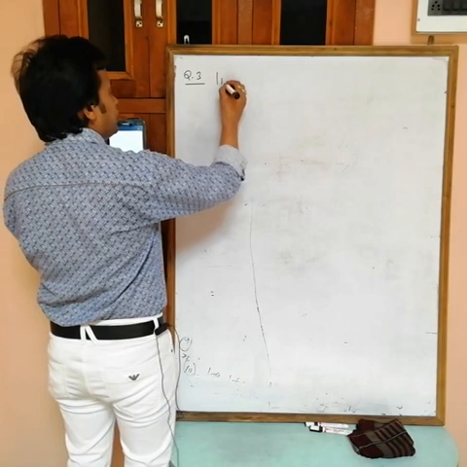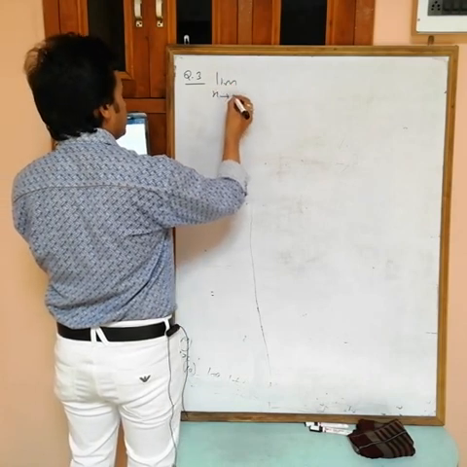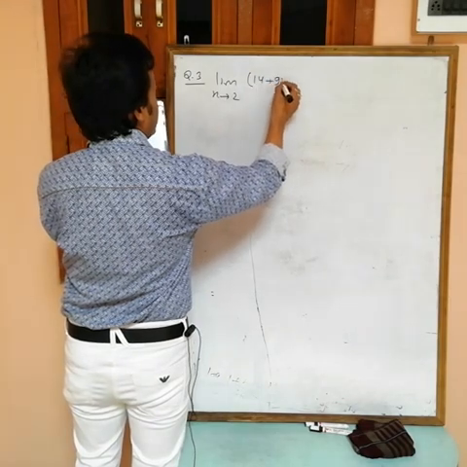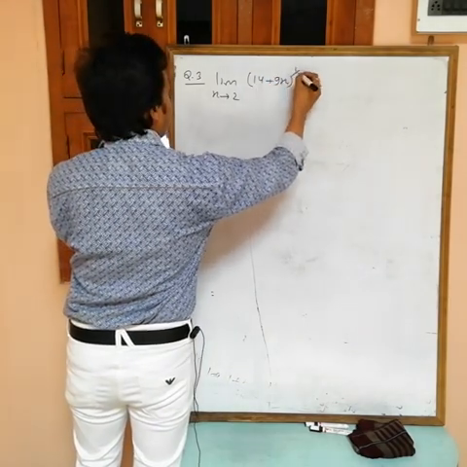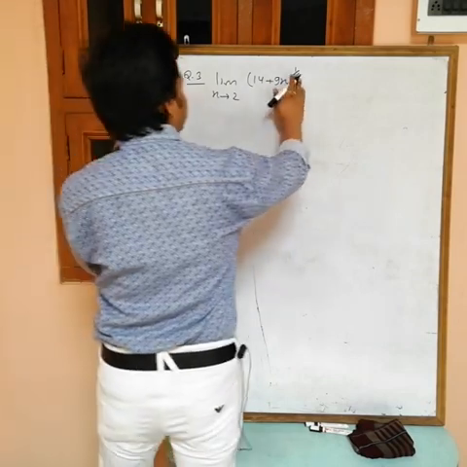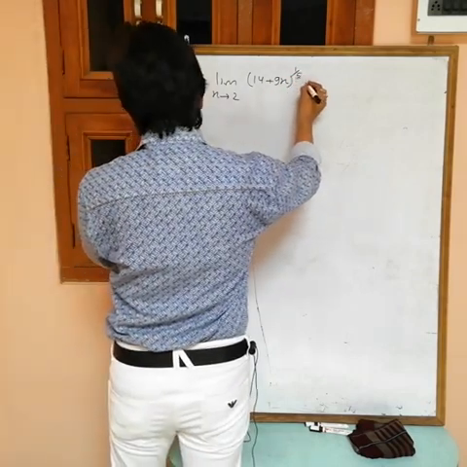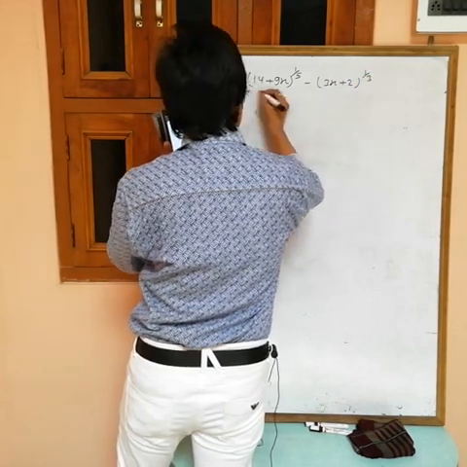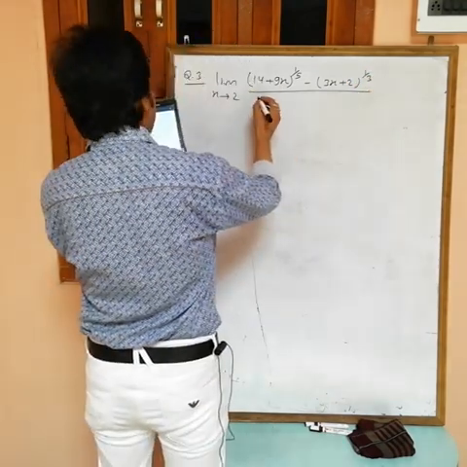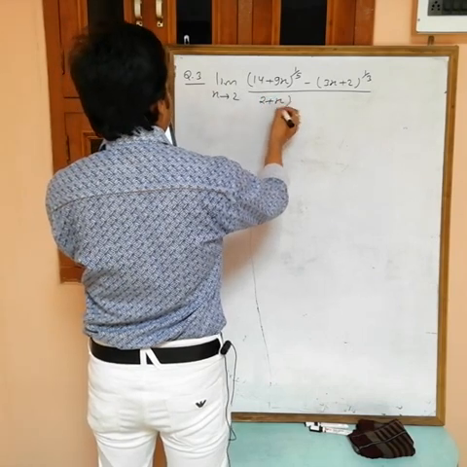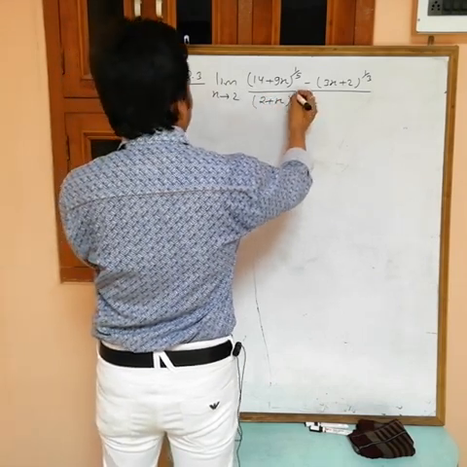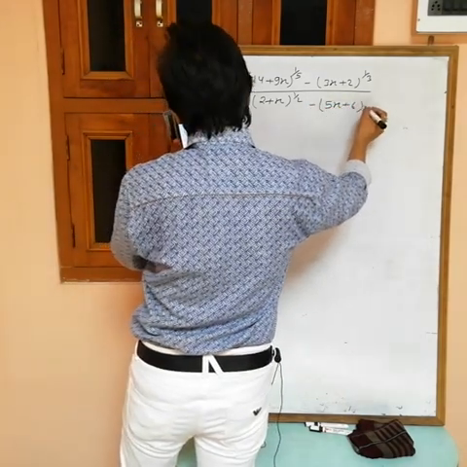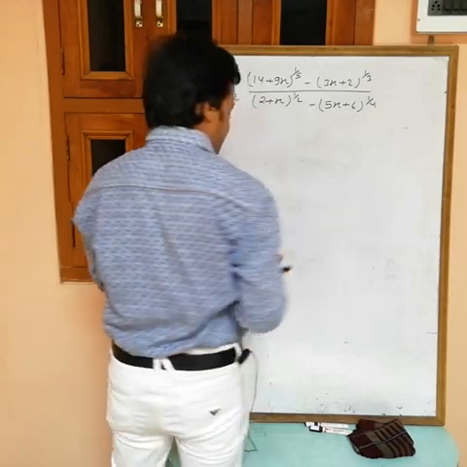Question number 3, limit x tending to 2, (14 plus 9x) power 1 by 5 minus (3x plus 2) power 1 by 3, by (2 plus x) power 1 by 2 minus (5x plus 6) power 1 by 4.